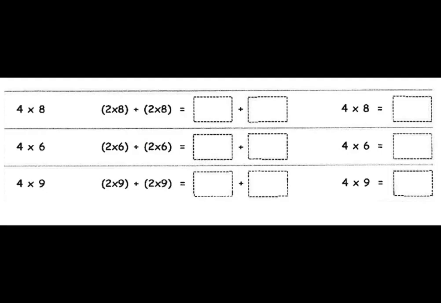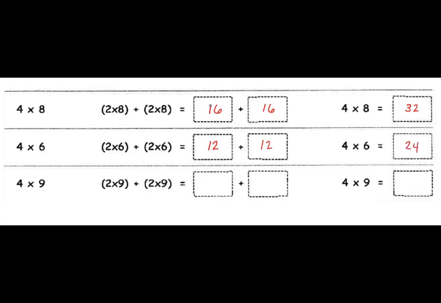Here's the same strategy, just in a different format. To find 4 times 8, I'll first take 2 times 8, which is 16, and then another 2 times 8, which is 16. 16 plus 16 would be 32, so 4 times 8 is 32. To find 4 times 6, I'll take 2 groups of 6, which is 12, add that to another 2 groups of 6, so another 12. 12 plus 12 is 24, so 4 times 6 is 24.